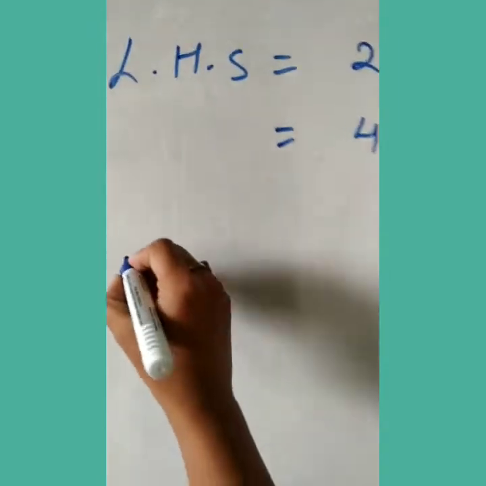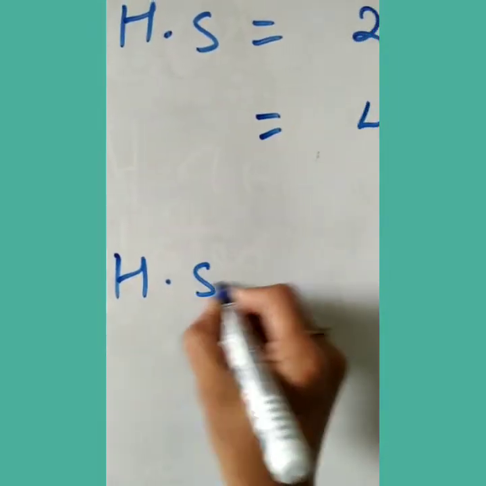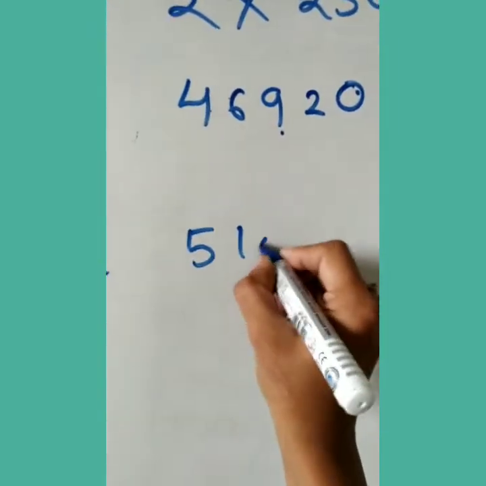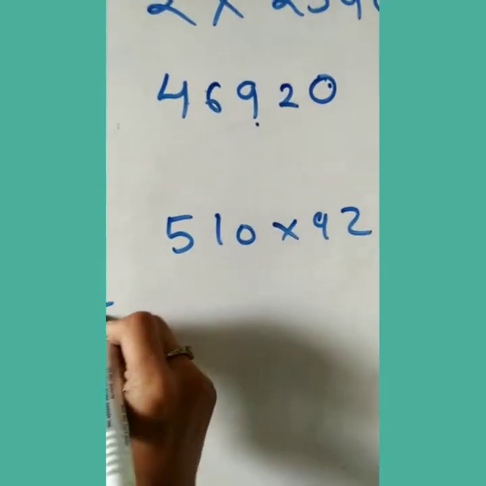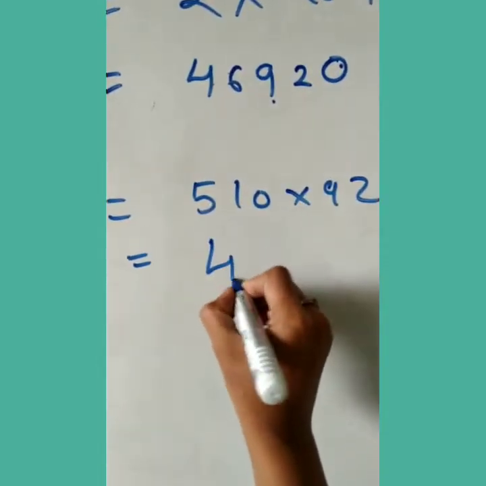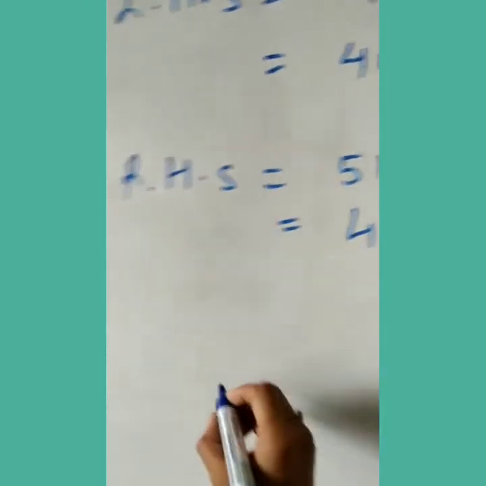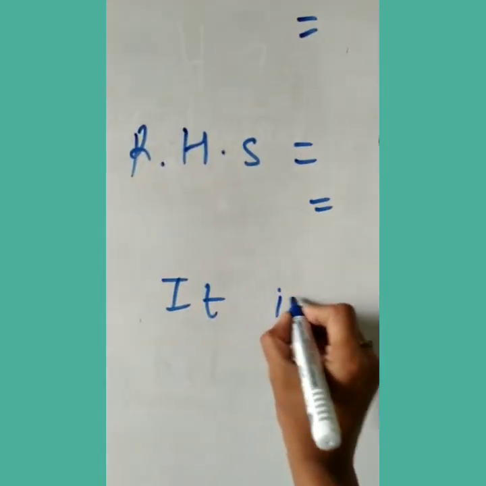Now we have to find RHS. That will be 510 into 92. When we are multiplying both these numbers, we are getting the same. And here we will write that it is verified.